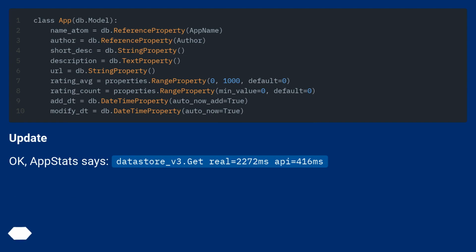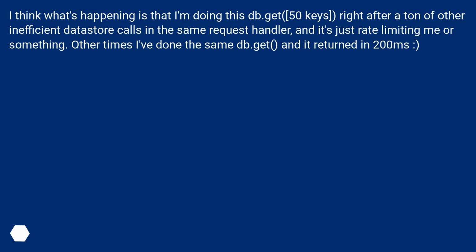Update. OK, appstats says datastore_v3.Get real = 2272 milliseconds, API = 416 milliseconds. I think what's happening is that I'm doing this db.get of 50 keys right after a ton of other inefficient datastore calls in the same request handler, and it's just rate limiting me or something. Other times I've done the same db.get and it returned in 200 milliseconds.